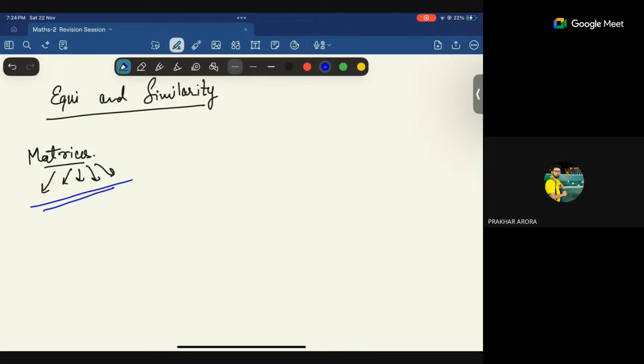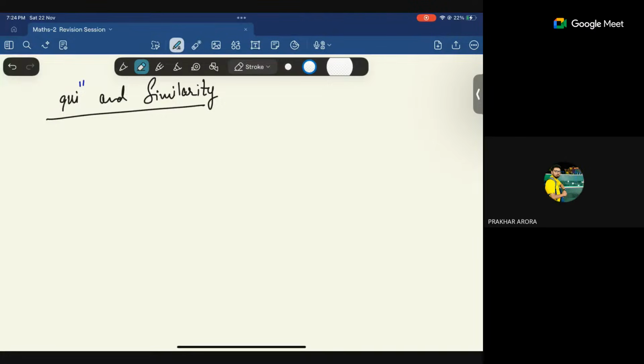Okay, so such properties, when they are shared between matrices, we call them equivalent matrices, or we call them similar matrices. So what are these properties? Let's take equivalence.